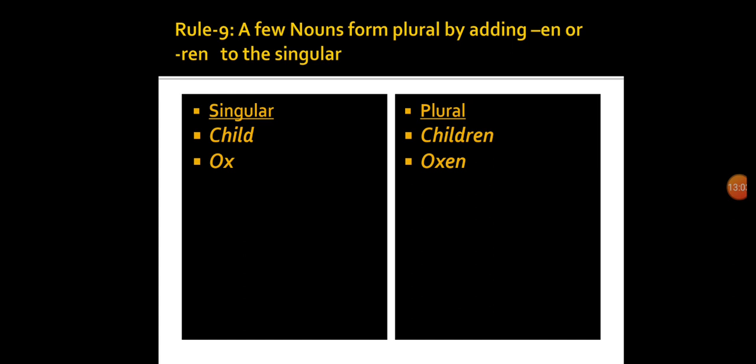Now I come to rule 9. A few nouns form plural by adding en or ren to the singular. For example, singular is child, its plural form is children. We add ren to the singular child and get its plural children. Similarly, in the word ox, we add en, it becomes oxen. It's a plural form of the word ox.